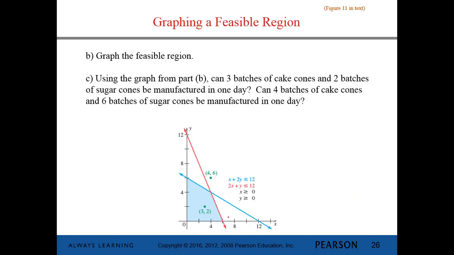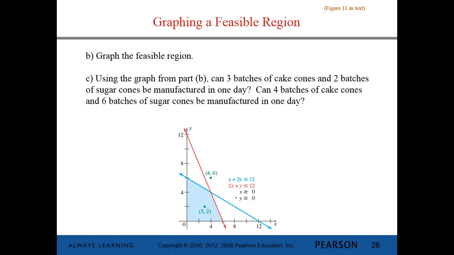Okay, so here's what we did. So here's your graph, right? So this is part B. We graphed the line here, and we graphed the line here, and now we've got 4 regions. We got this one, this one, this one, and this one. So we want to find the region that satisfies all of these.